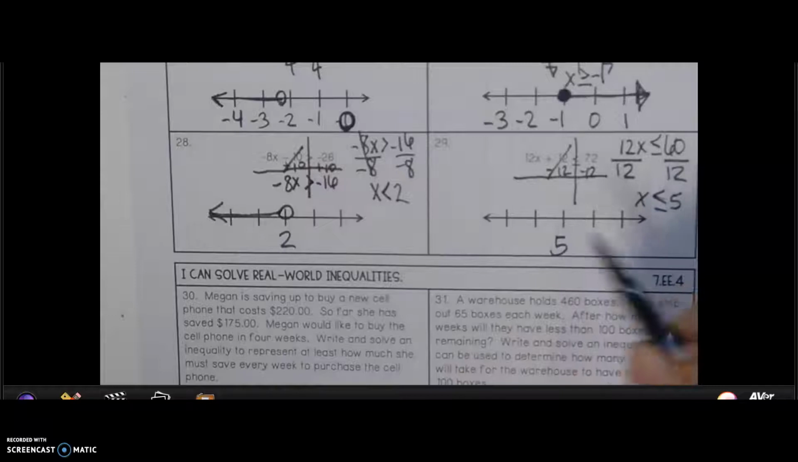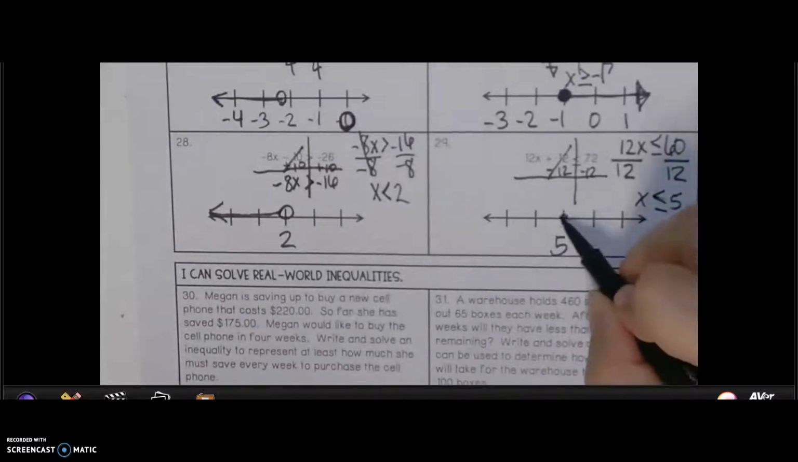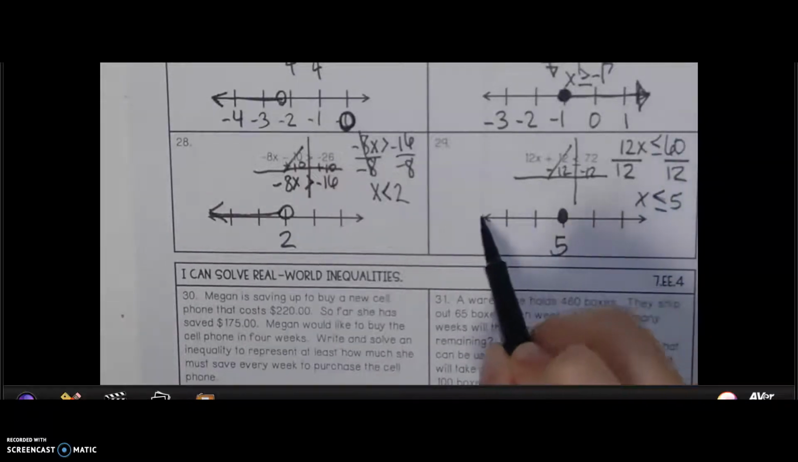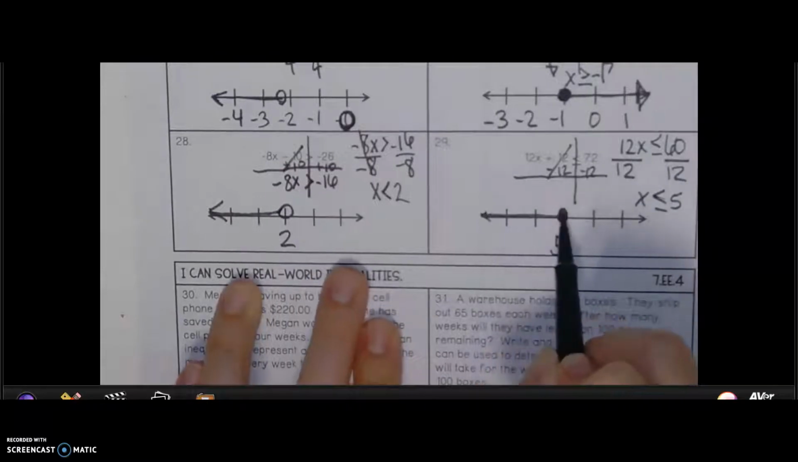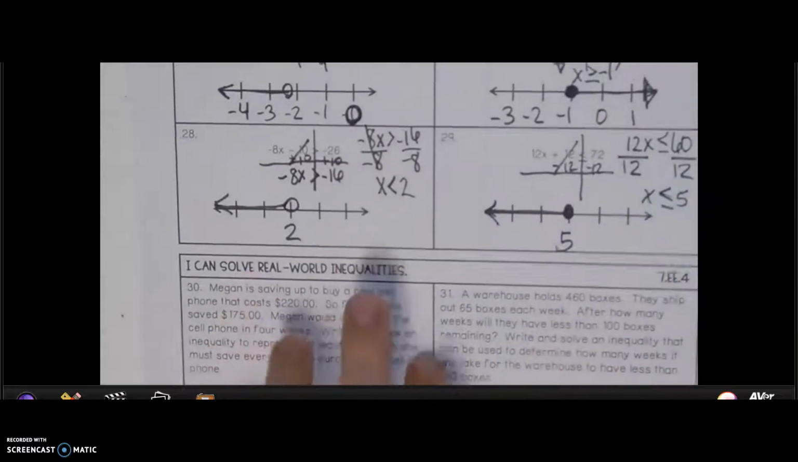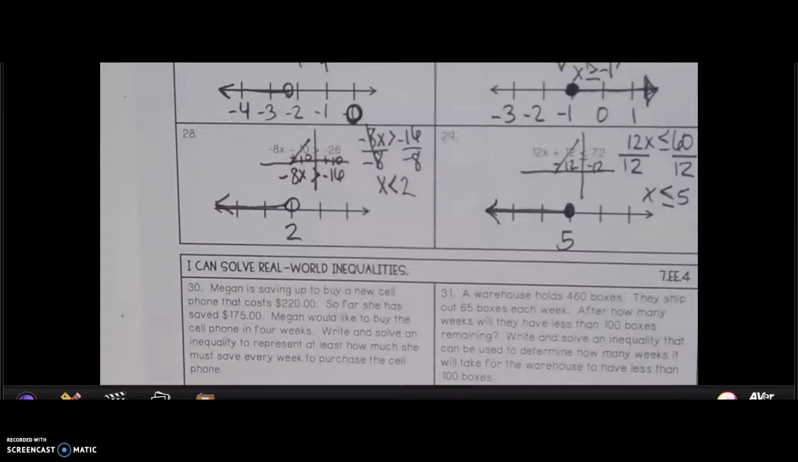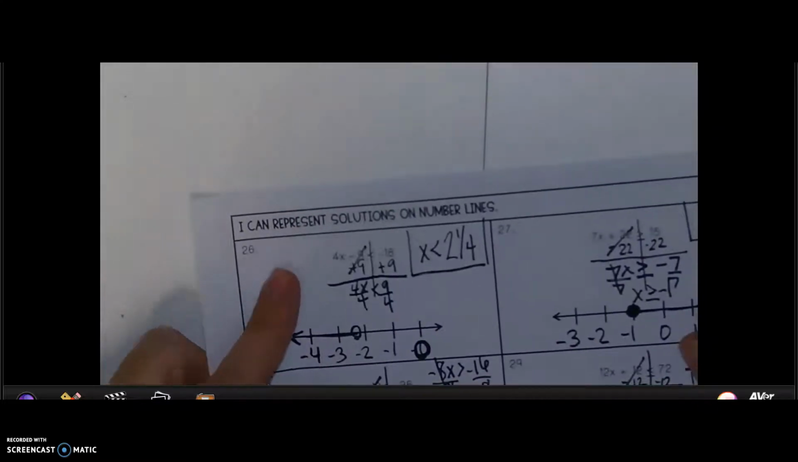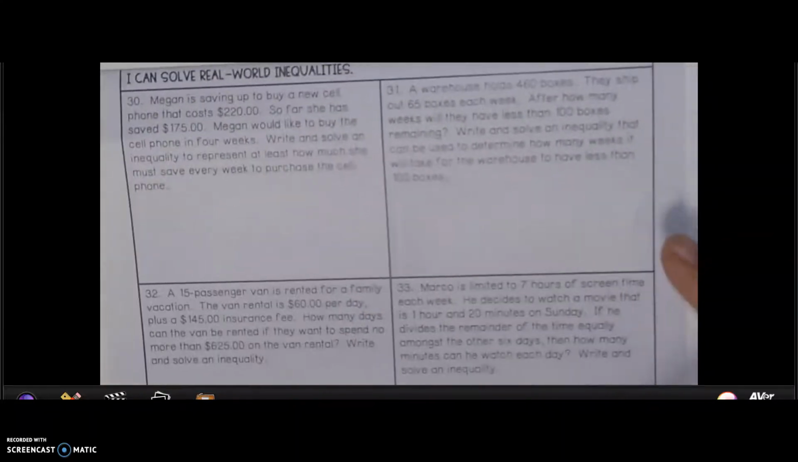So if I put my 5 right here, 5 would be included in my solution, and everything less than 5, so going to the left, would also be included in that solution. All right. Again, if you started this early, this bottom part might have been something that you had a difficult time with, and that's okay because we hadn't really talked about these so much yet in class. We're going to do that over the next couple days.